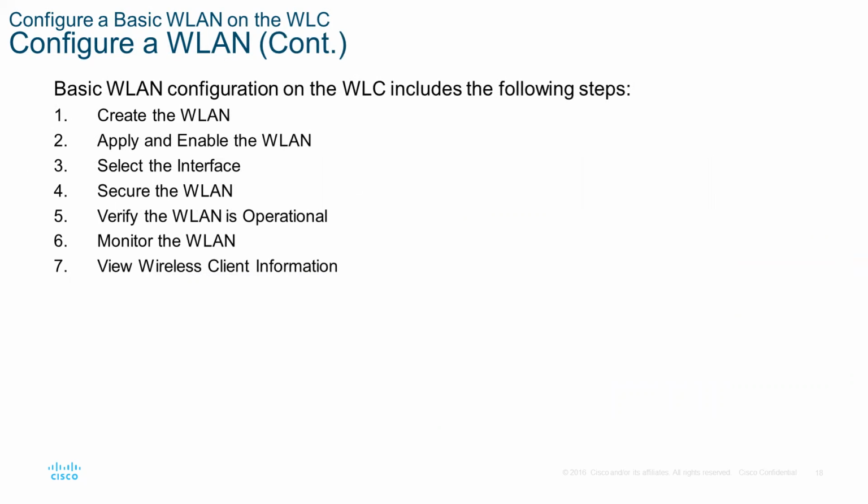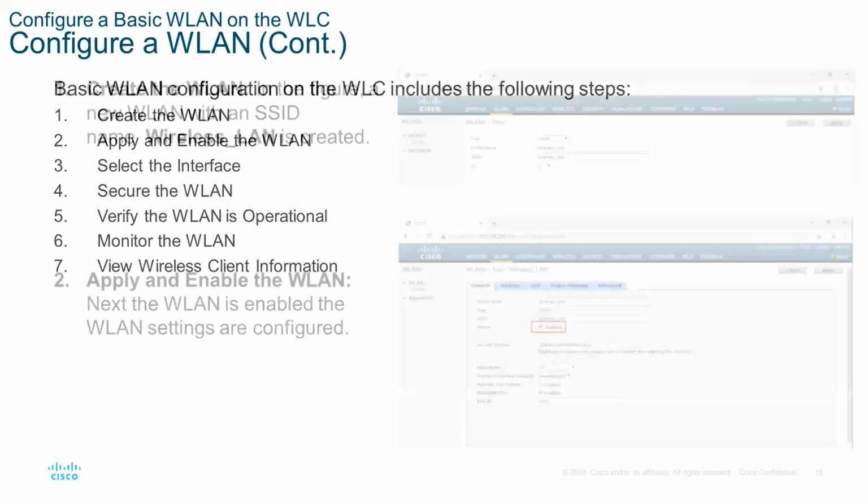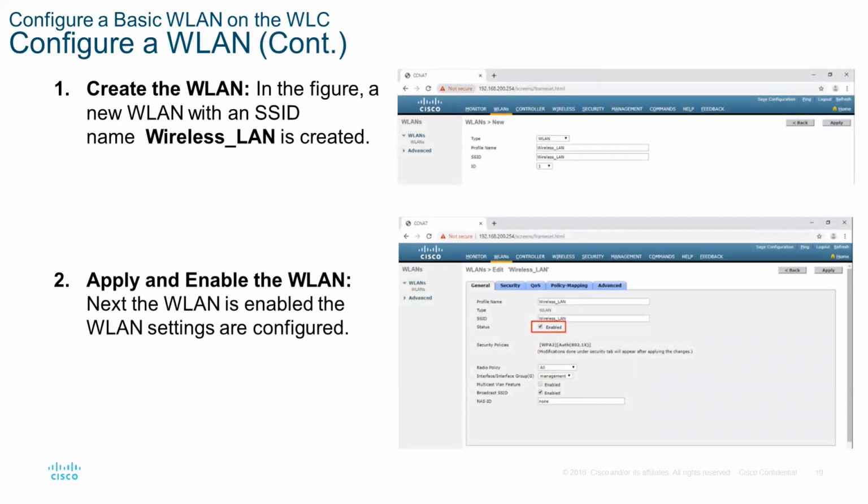So what we're going to go through is creating a wireless network, applying and enabling the wireless LAN, selecting the interface that we're using, securing the wireless, and verifying that it's operational, monitoring its operation, and viewing client information as we go through. So under the wireless LANs tab, we need to create a new wireless LAN, and we do this by giving it a profile name and an SSID.